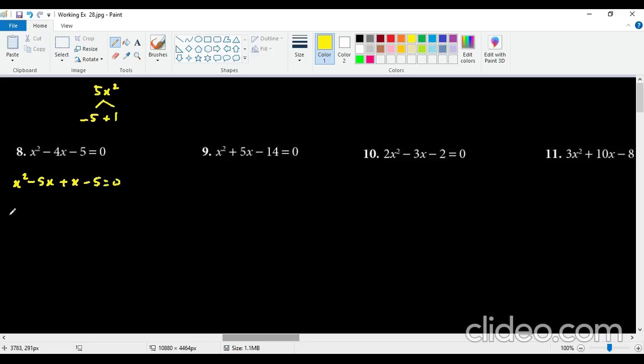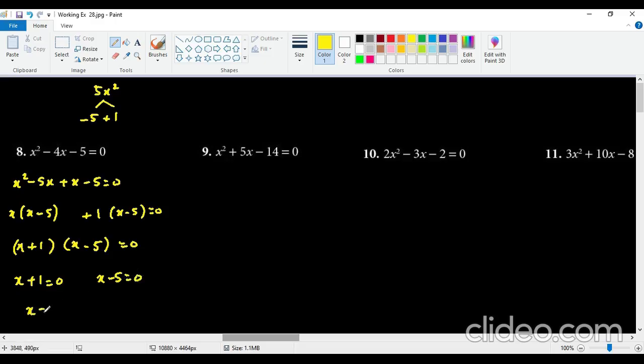That means x minus 5 is the first bracket, copy down once again, and plus 1 will be in the middle. So x plus 1 and x minus 5 are the two factors equals 0. That means x plus 1 equals 0 and x minus 5 also equal to 0. So x will be equals to negative 1 and x will be equals to positive 5. So 5 and negative 1 both are your answers for question number 8. Moving on to question number 9.